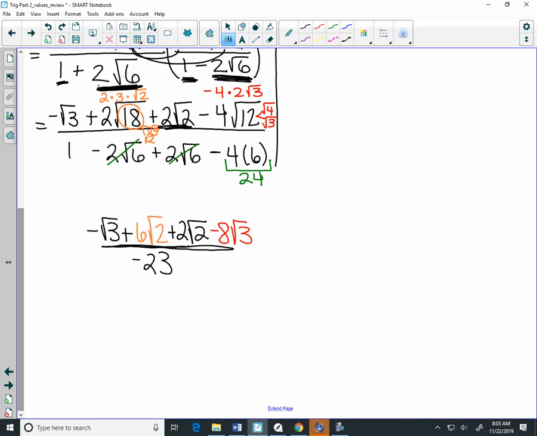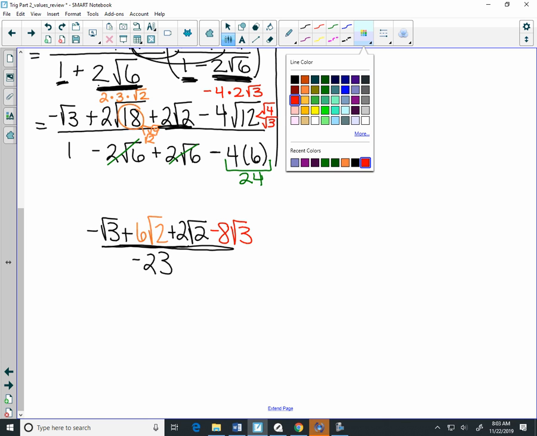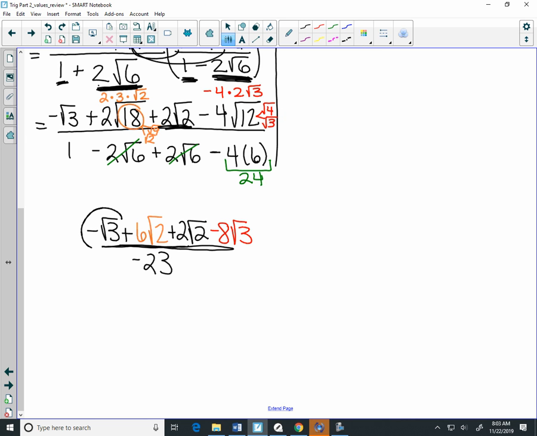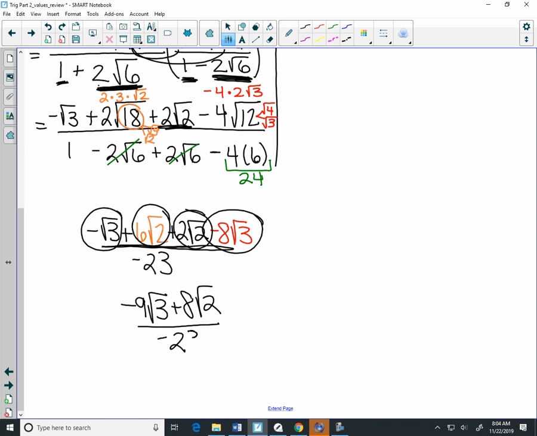There is a lot of detail work here, but none of the detail work is hard. None of it's above your ability level. It's just a lot of detail work. Okay, now we're going to combine our like terms. Negative radical 3 minus 8 radical 3 is negative 9 radical 3's. 6 radical 2's and 2 radical 2's. These work like variables. It's 8 radical 2's. And we have negative 23 on the bottom.